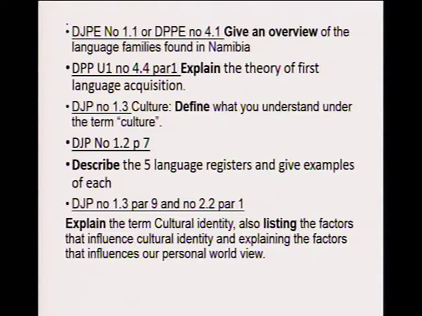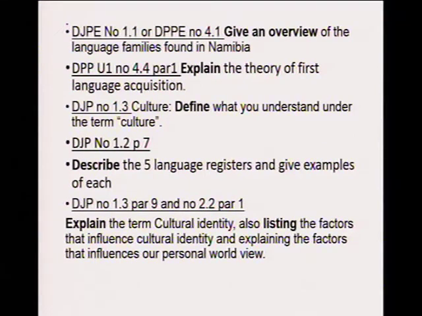Junior primary number 1.2, paragraph 7: Describe the 5 language registers and give examples of each. Now here you have to describe only the facts from the study guide and give an example of each. Junior primary number 1.3, paragraph 9 and number 2.2, paragraph 1: Explain the term cultural identity. Here you must explain, level 1, only the facts from your study guide.